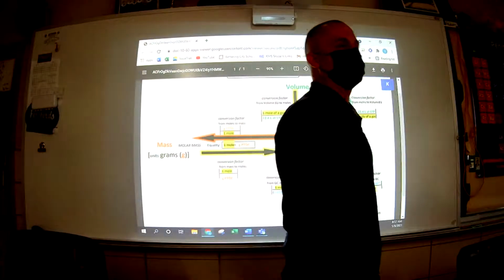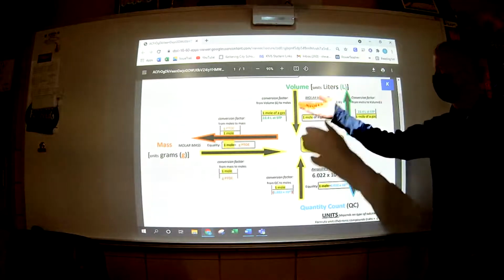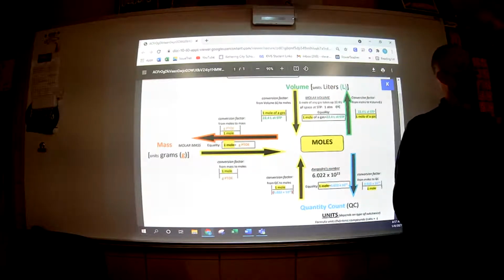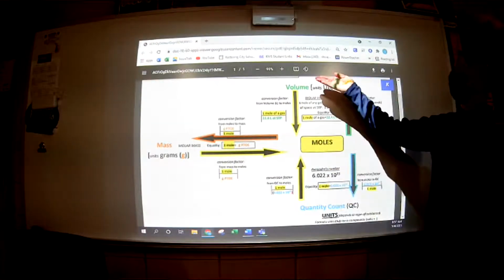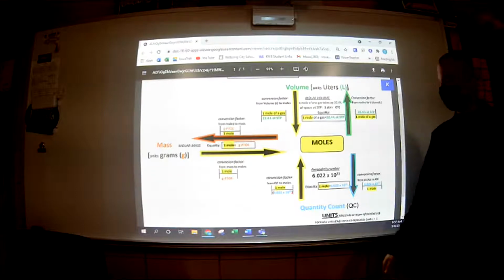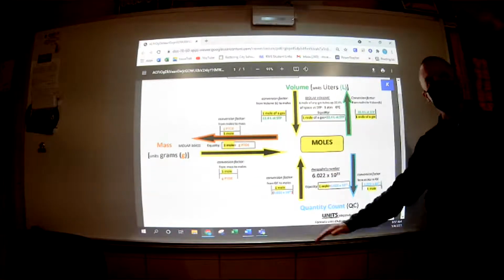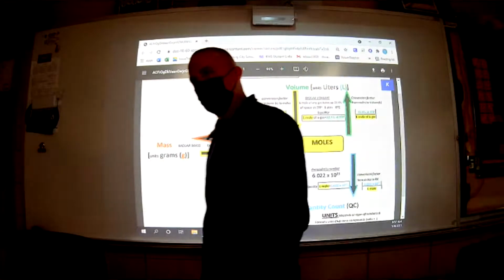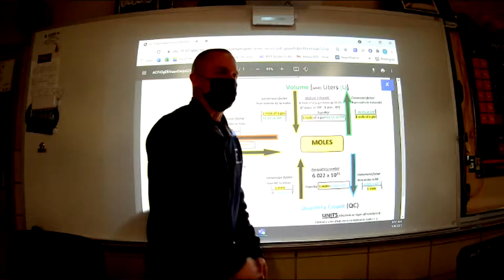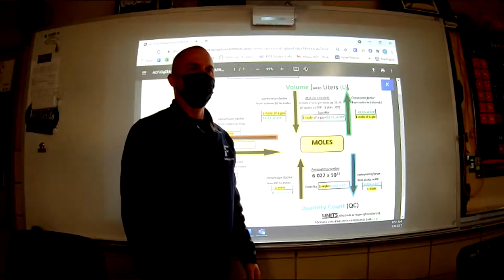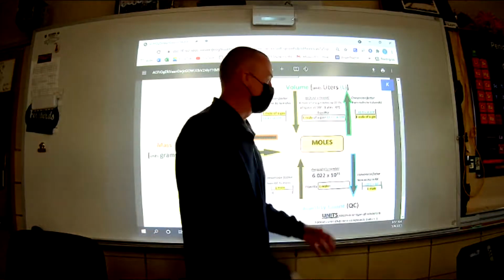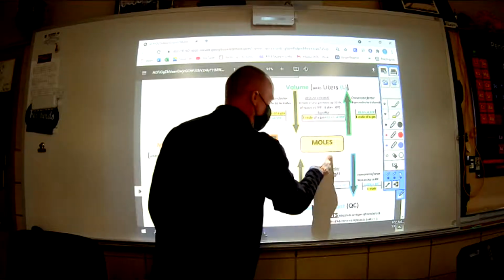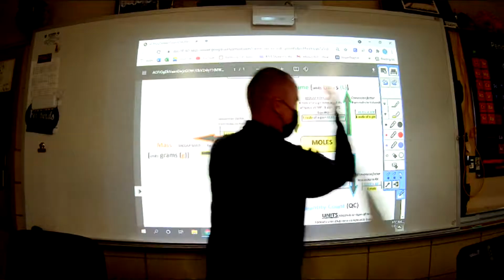Because when you look at this chart, you should feel oddly off balance. Because we can go west to mass from moles. We can go north to volume from moles. We can go south to quantity count from moles. We can go this way, this way, this way. But we have no that way. Doesn't that make you feel out of balance a little bit? If moles is the center of everything, we've got this, we've got this, we've got this, nothing over there.